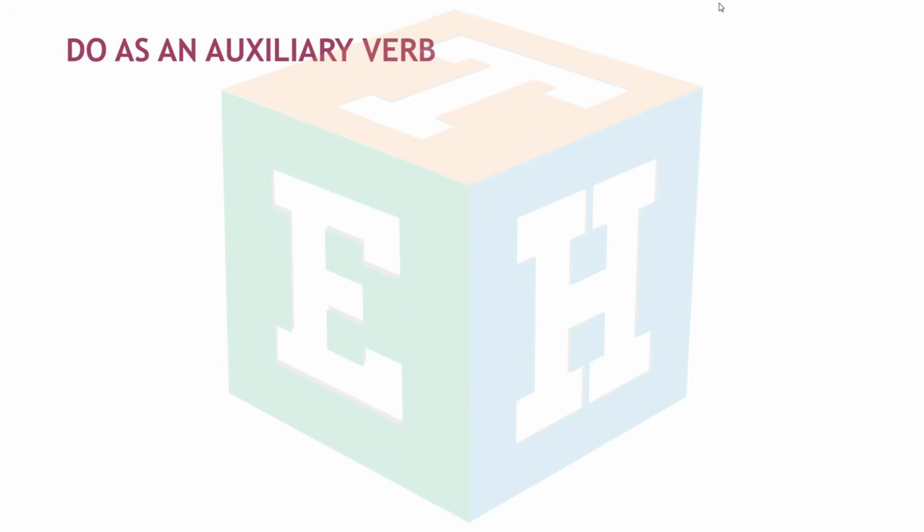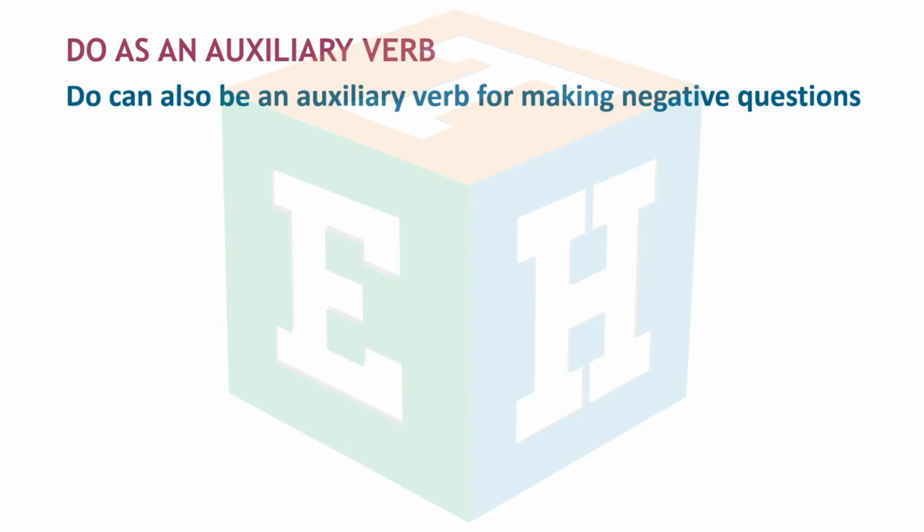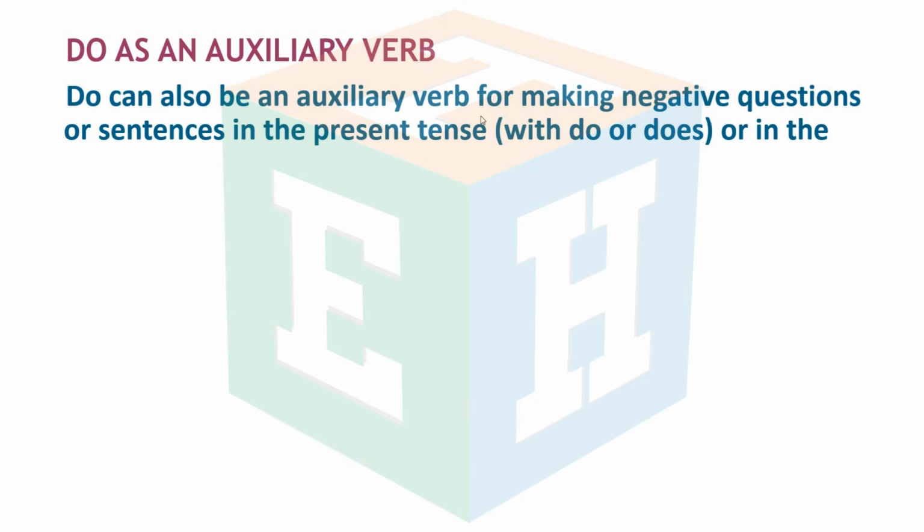Do as an auxiliary verb. Do can also be an auxiliary verb for making negative questions or sentences in the present tense with do or does, or in the preterite with did.